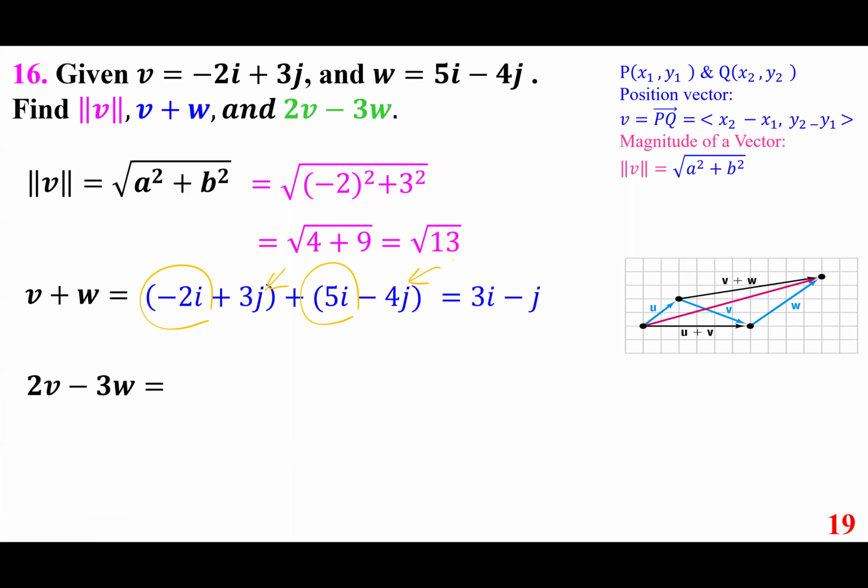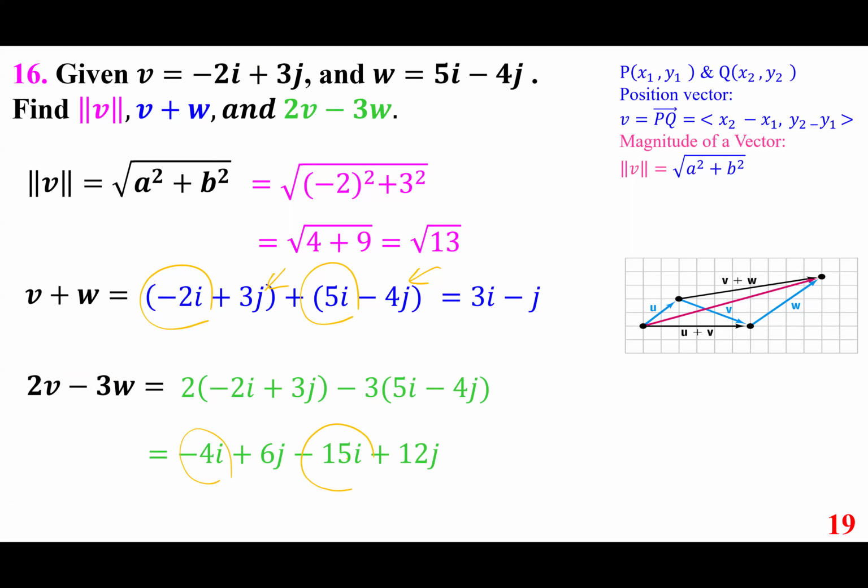2v minus 3w means 2 times this vector minus 3 times this vector. So you do it component-wise. Distribute, you get negative 4i plus 6j minus 15i plus 12j, which is negative 19i plus 18j.